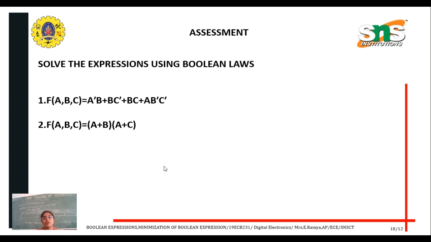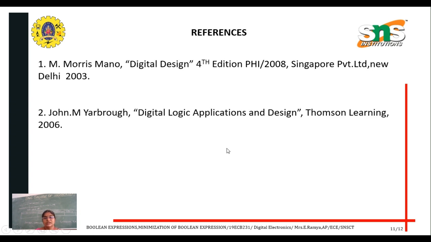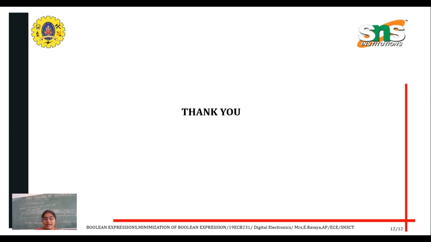Okay students, now it's time for assessment. Solve this expression using Boolean laws. Okay, so I hope you understand the importance of Boolean laws in Boolean expression minimization. Okay, so thank you students. Have a great day.